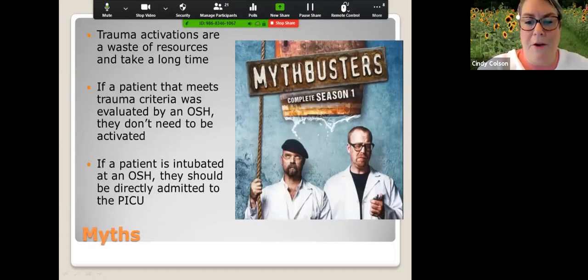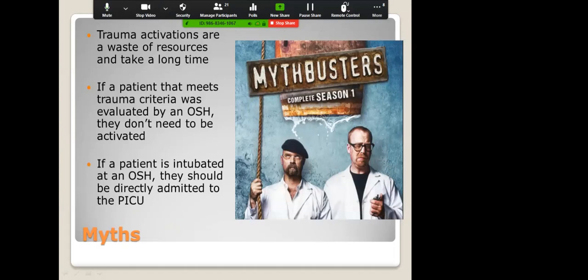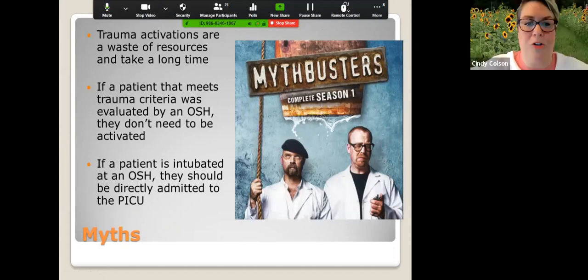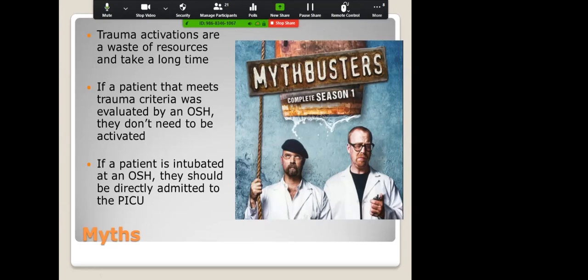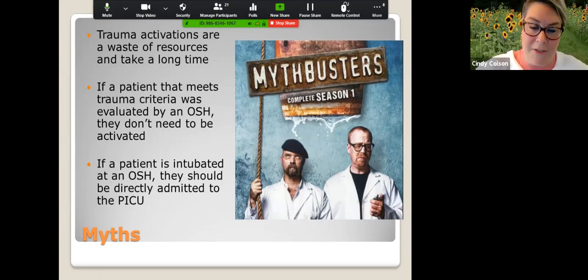Okay. And then I wanted to go through a couple different myths. So I've heard it said more than once that trauma activations are a waste of resources and take forever. Now, I agree they can take forever because everybody kind of wants to hang out in that room and sometimes it's really hard to get them out of the room. But the way around that is if you end up in the trauma bay and you realize quickly that this kid does not need to be a trauma, you can downgrade. Just downgrade before you get to that secondary survey, because once we get to the secondary survey, it's kind of too late, once we already have the surgical team committed.